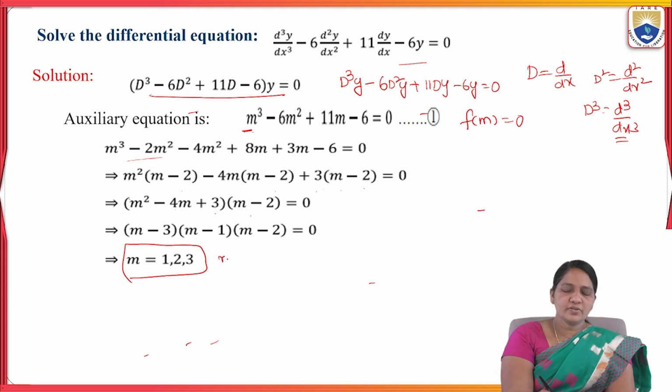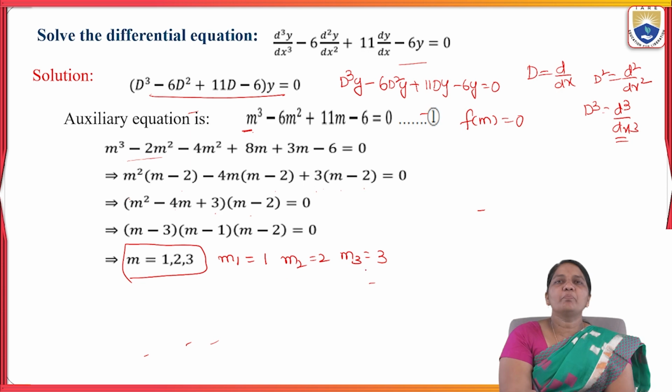So now these three values are real and distinct and different values. So m1 is 1, m2 is 2 and m3 is 3. So based on this nature of the roots, I can write the complementary function. Complementary function equal to c1 e power m1x. First I will write the form. After that I will replace the values. C1 e power m1x, C2 e power m2x plus C3 e power m3x.